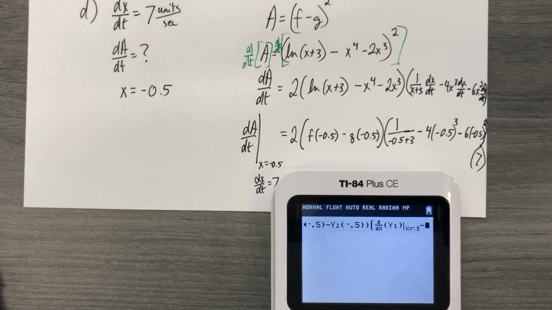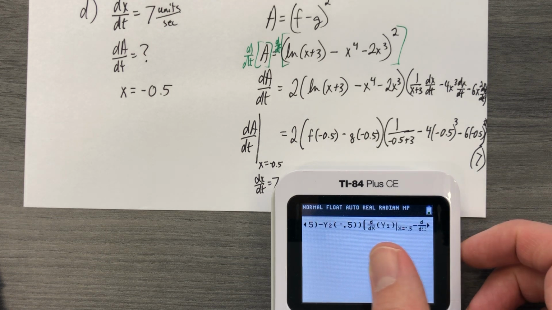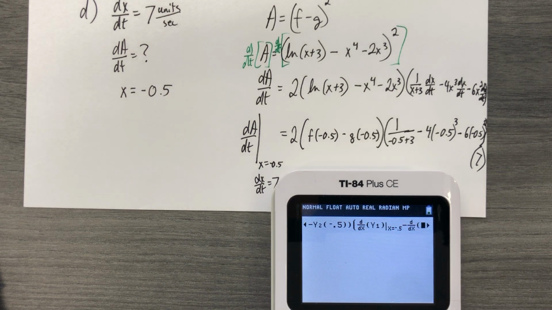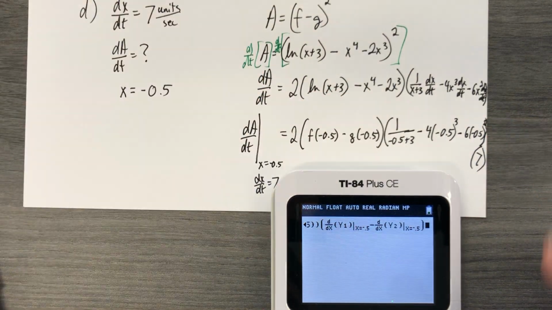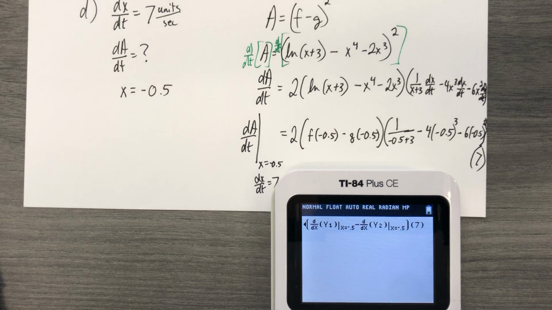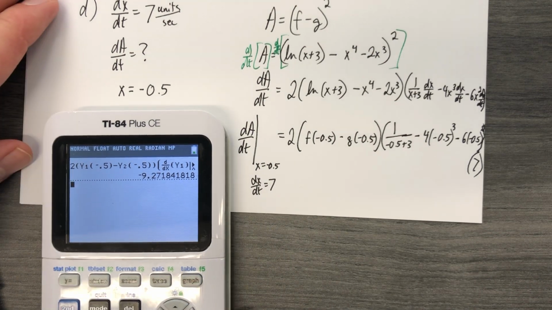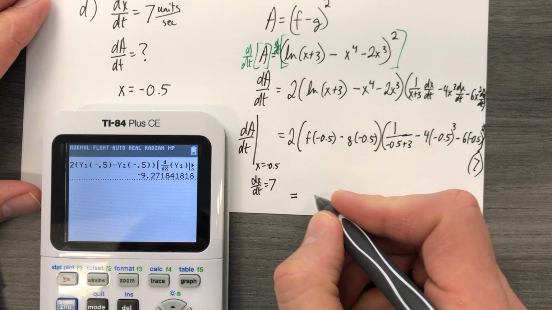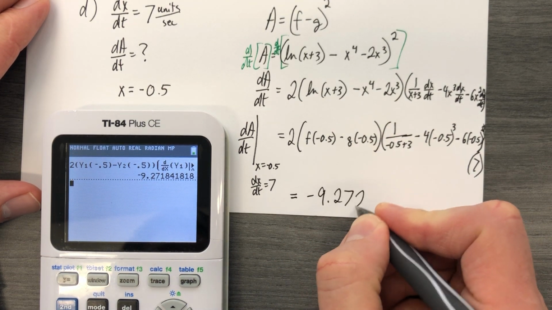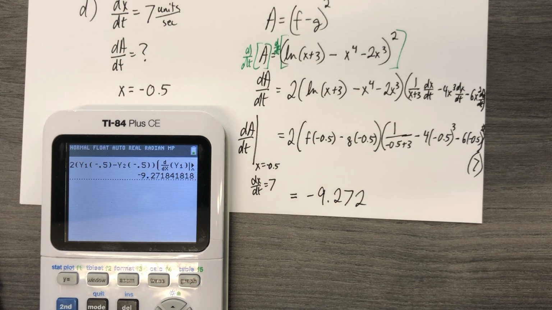minus the derivative of g evaluated at negative 0.5. Close those parentheses. I just closed all these parentheses here. Multiply it by 7. I hope I get negative, where have I done it before? Negative 9.27. Yay, it worked. I'm not surprised, but I did type it slightly differently this time. So negative 9.272 what units per second?